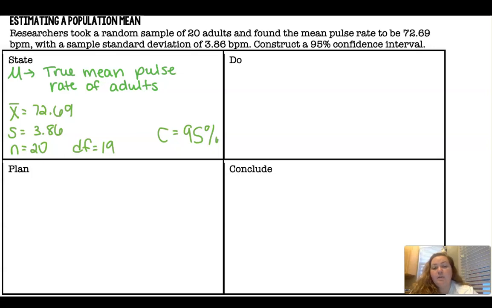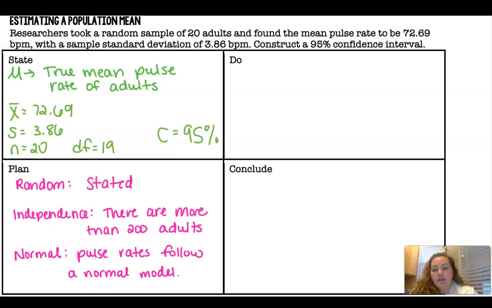That means degrees of freedom is n minus 1, so 19. They want a 95% confidence interval, so C is 95%. Plan: I'm going to check my conditions. Random was stated. Independence: there are more than 200 adults because my sample size was 20. And pulse rates follow a normal model. They didn't quite say it was normal, but we know that pulse rates tend to follow a normal model.